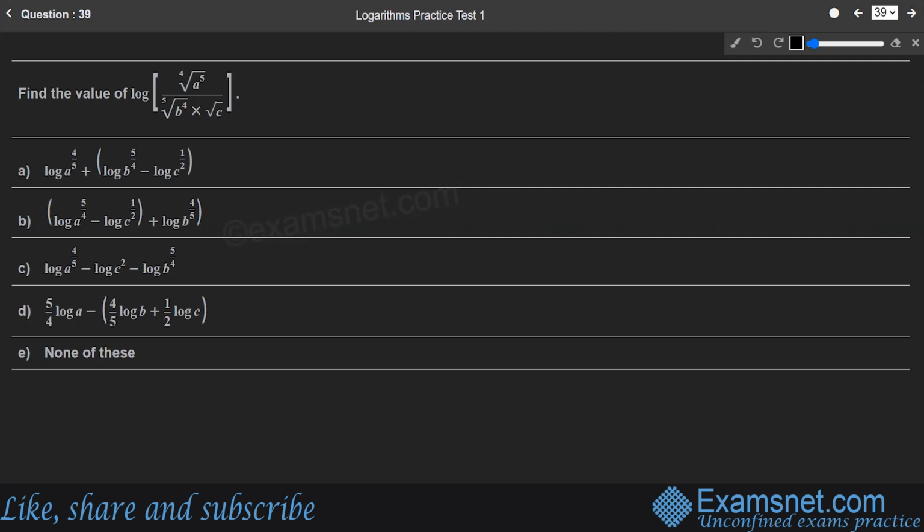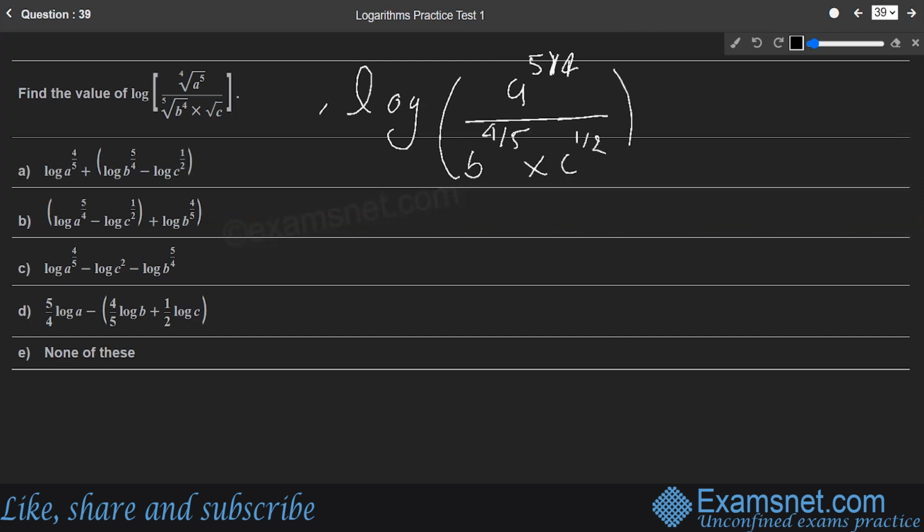We can obviously write these square roots and the fourth and fifth roots in the power as 1 upon 4 and 1 upon 5. So this expression can be written as log of a to the power 5 by 4 divided by b to the power 4 by 5 into c to the power 1 by 2. This is how it can be written.